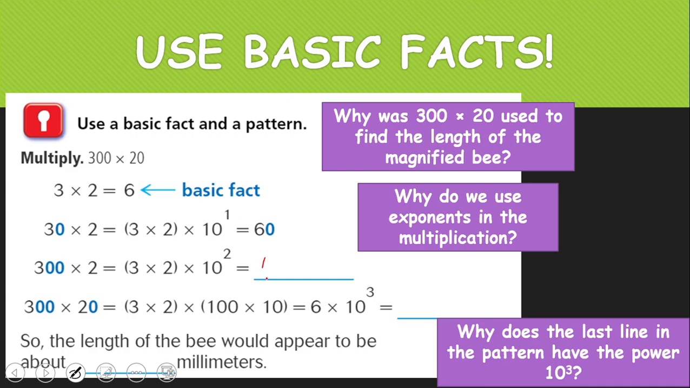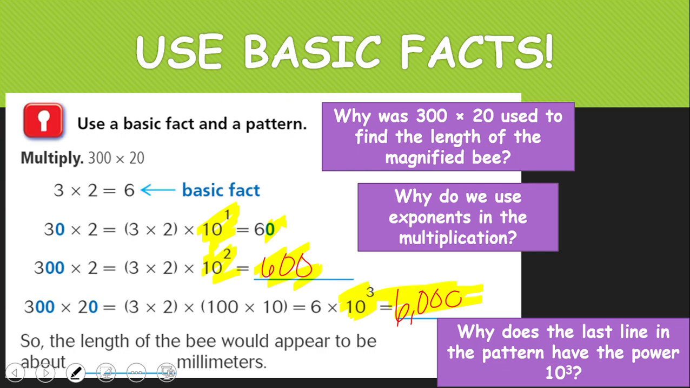Here we had 600, here we have 6,000. What do you notice about your answer, the zeros, and your exponent? You should have noticed that they're equal. You see that 10 to the first power has 1 zero, 10 to the second power has 2 zeros, 10 to the third power has 3 zeros.